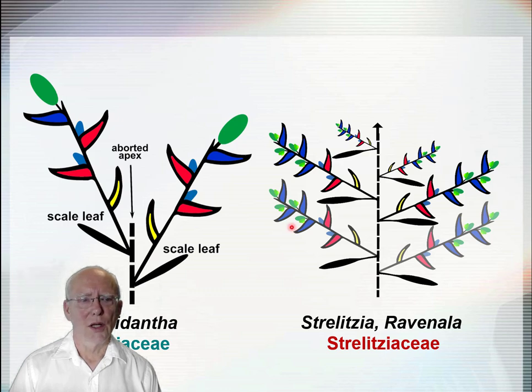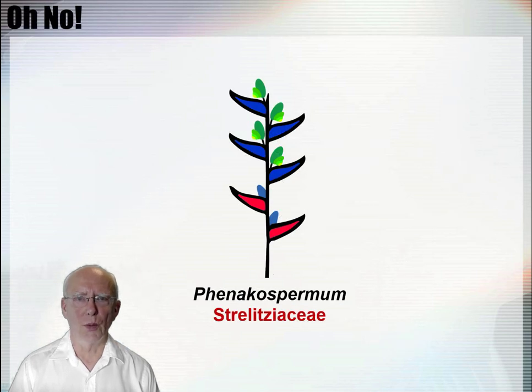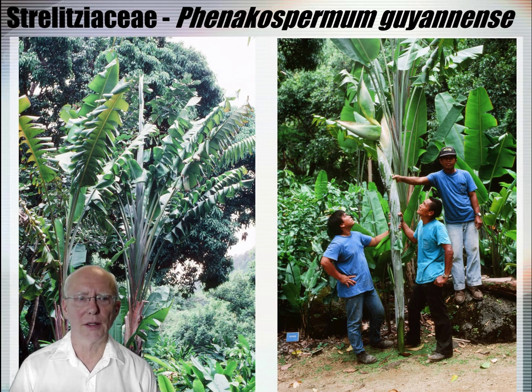So that suggests that we have a good character here. We have a character that unites the Lowiaceae and the Strelitziaceae. They share a common inflorescence architecture. This all looks very good until we remember that Phenakospermum has a single main terminal inflorescence, very much like we find in the rest of the order. We can see that very easily in the mature plant of Phenakospermum. Here is the main inflorescence axis.